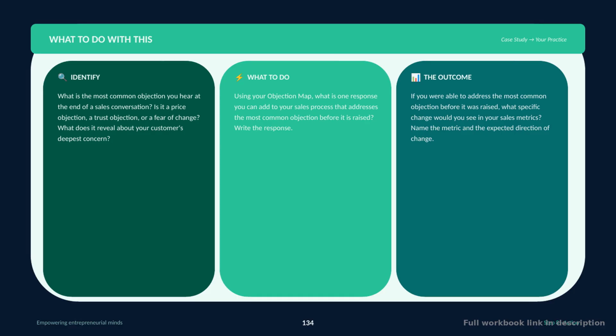Second, what to do? Using your objection map, what is one response you can add to your sales process that addresses the most common objection before it is raised? Third, the outcome. If you addressed the most common objection before it was raised, what specific change would you see in your sales metrics? Pause and write your answers.